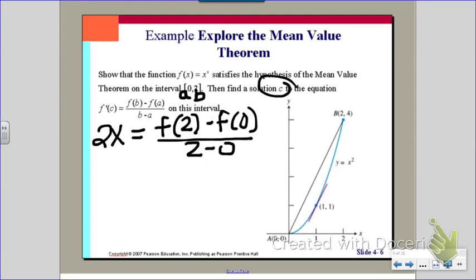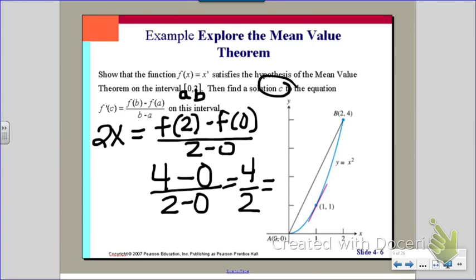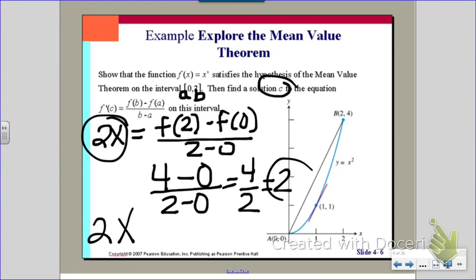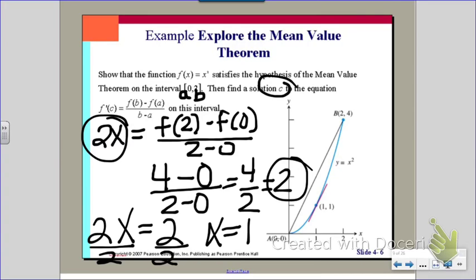We're going to find f of 2 by plugging 2 into the function x squared. 2 squared is 4. F of 0, plug in 0 to x squared. 0 squared is 0, over 2 minus 0, which is 4 over 2. And that equals 2. I take the derivative, 2x, set it equal to the secant slope value, 2. Find where that occurs. Solve for x. At 1 is where that occurs. So my answer, and we can see that at 1 the slopes are the same on the graph, we'll call it c equals 1.